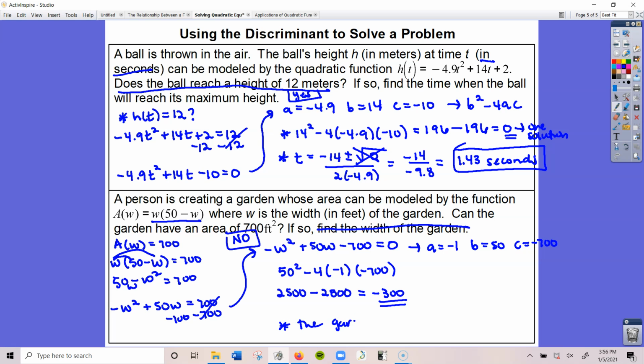because the garden will not have an area of 700 square feet. And that's using the quadratic formula and the discriminant.